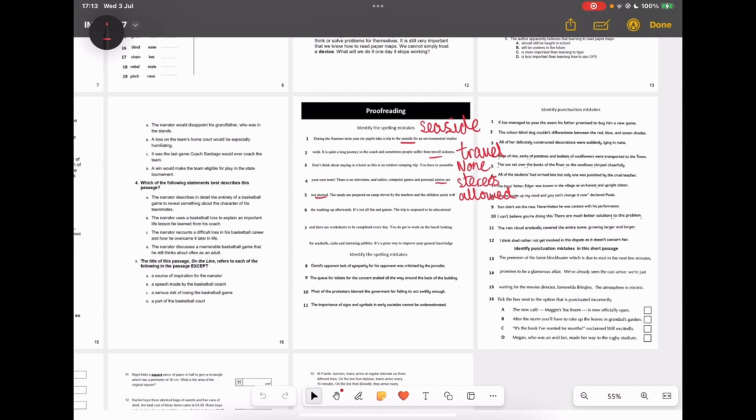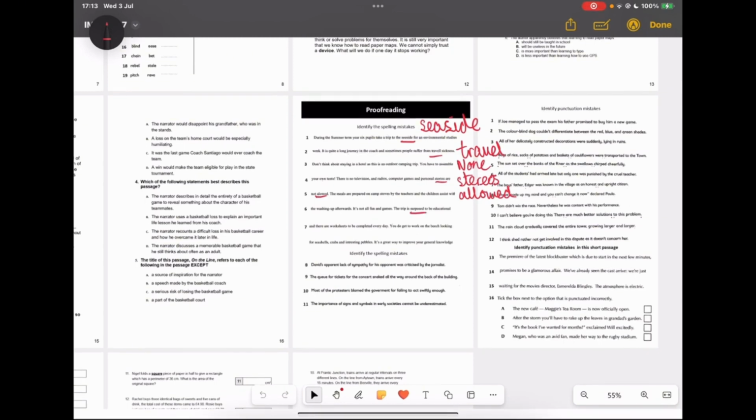It's not all fun and games. The trip is supposed to be educational, so it's spelled SUPPOSED. 7. And there are worksheets to be completed every day. You do get to work on the beach. Looking, so beach is BEACH, for seashells, crabs, and interesting pebbles. It's a great way to improve your general knowledge.